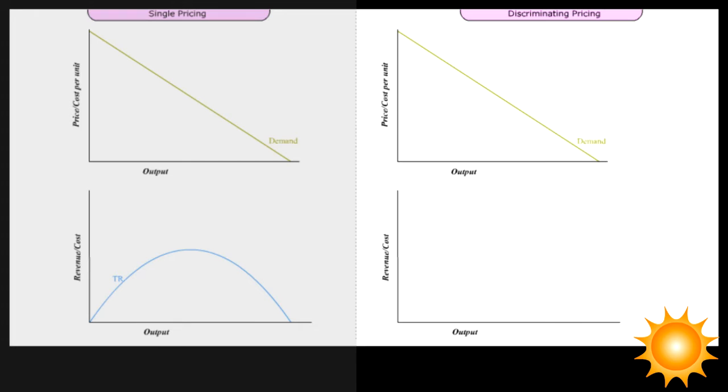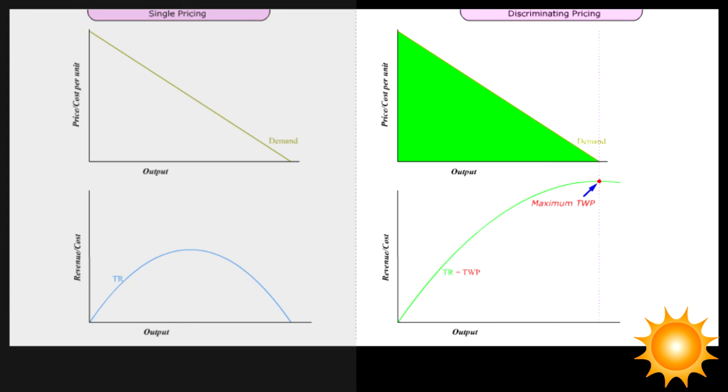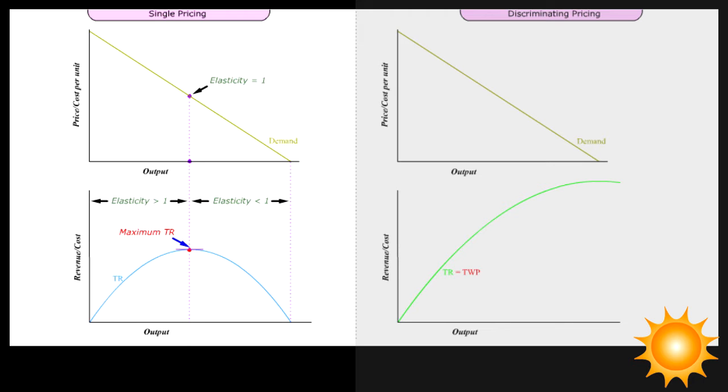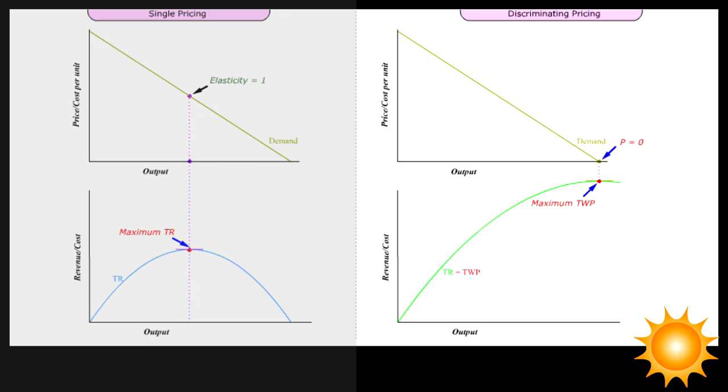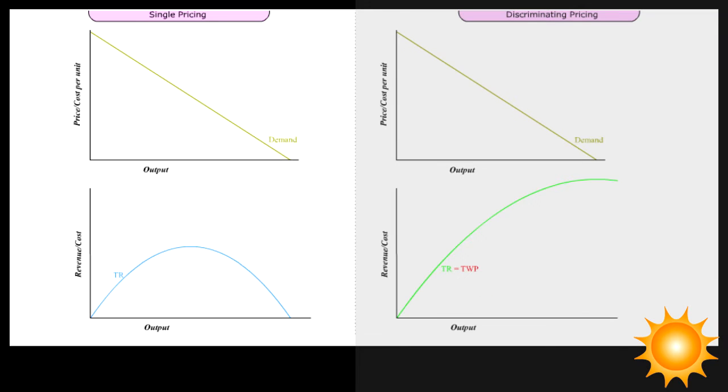If the firm can sell each unit of output according to the buyer's willingness to pay, that is, the reservation price, the total revenue generated will be much larger and reaches its maximum when price charged is equal to 0. This total revenue generated through perfect price discrimination can be called total willingness to pay, TWP. Because single price is an average price, the single pricing seller's TR is affected by the elasticity of demand. TR maxes out when elasticity is equal to 1. Because discriminating price is a marginal price, the price discriminating seller's TR, that is TWP, maxes out only when price is 0.